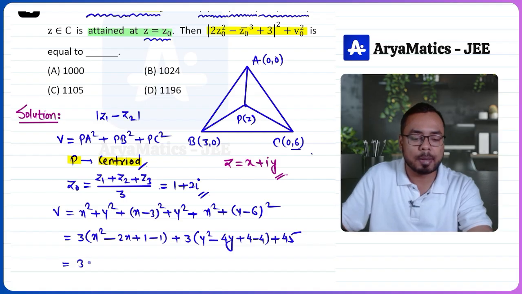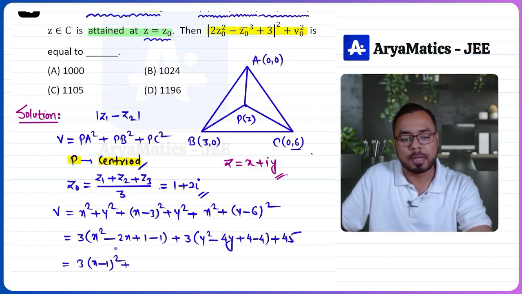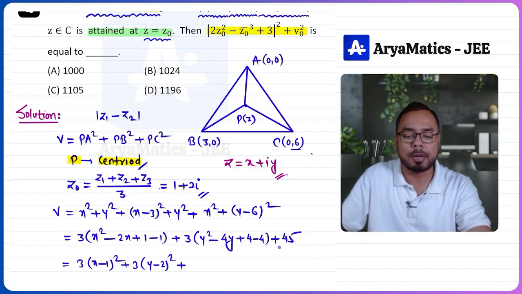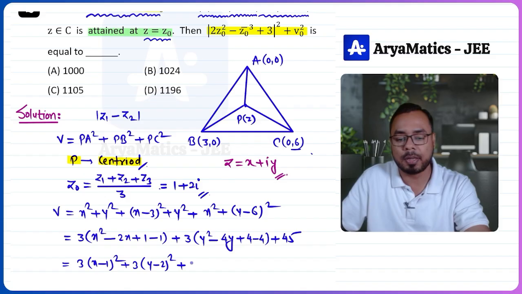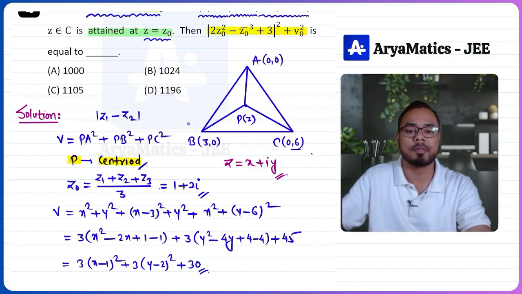And now using square completion, you can write this as x minus 1 square, the first 3 terms, x square minus 2x plus 1. Similarly, 3 times y minus 2 square, and then the constant term will be 45 minus 12 minus 3, so minus 15, 45 minus 15, so that will be 30. So this is the expression for V.